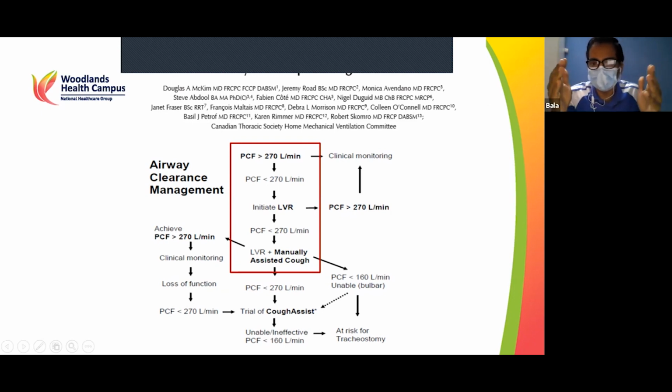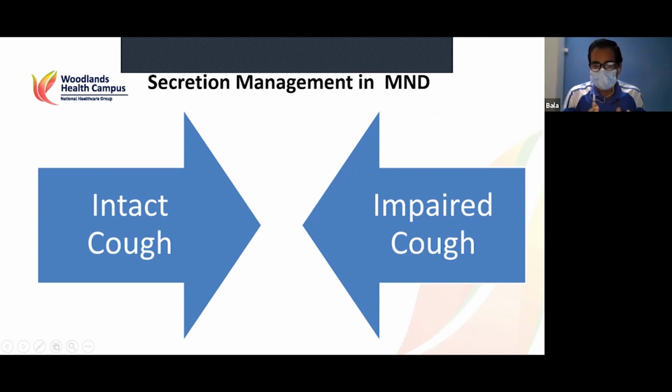So this is how you have to manage your patient. Rather than going straight away to cough assist, we need to use your peak cough flow value and start with LVR, manually assisted cough, and then go to cough assist. So this is a good guide. With this, I'm just going to carry on with my presentation, seeing whether the patient is having an intact cough or an impaired cough.